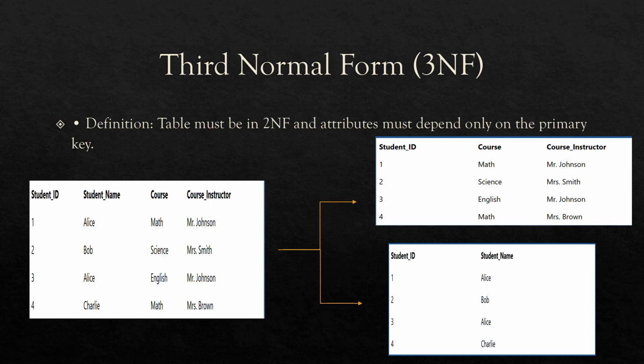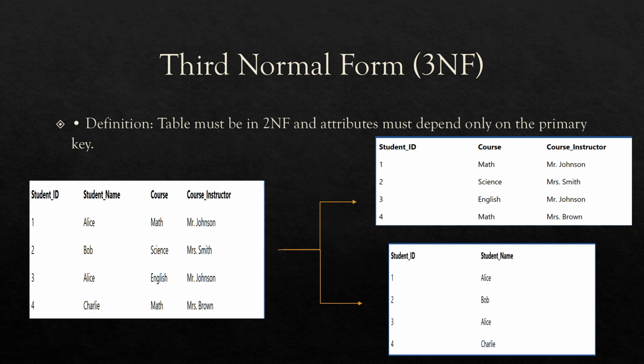To normalize this data to 3NF, we can create two separate tables, the student table and the course table. By splitting the original table into two tables, we remove the repeating groups and achieve the 3NF. The students table contains the unique student information, while the course table contains the course details associated with each student.